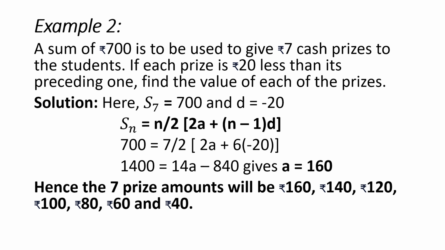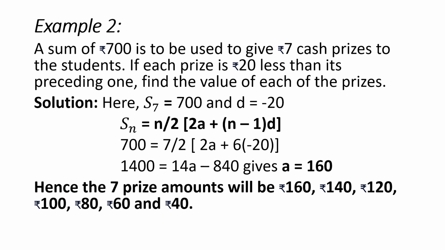Also we are given that there are 7 prizes, so the sum of all the 7 prizes is 700. So S7 denotes the sum of the first 7 terms, which is 700. Common difference d is minus 20. The formula for the sum of n terms is S_n equals n by 2 into (2a plus (n minus 1) into d). Putting the values, 700 is equal to 7 by 2 into (2a plus (7 minus 1), which is 6, into the common difference minus 20). Solving this, we get a as 160.